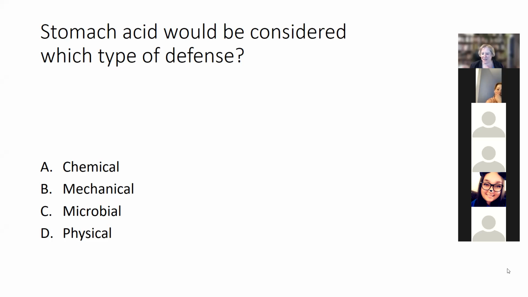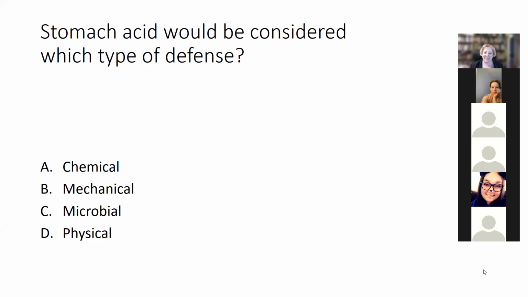Okay, just for the sake of time, I'm going to end the poll. I'm going to share results. Okay, everybody picked chemical, which is correct. Tell me why it's chemical. I mean, it's an acid, stomach acid.